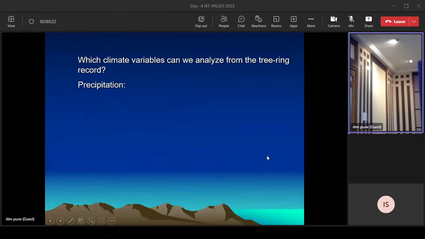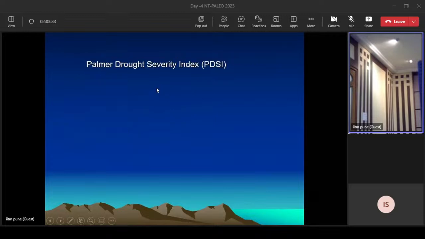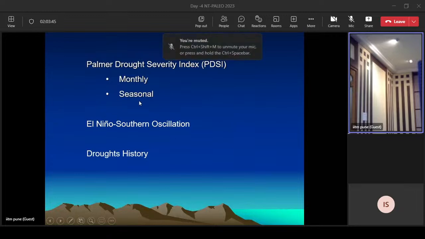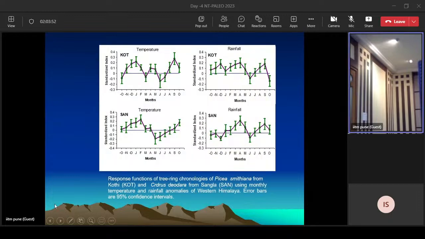Which climate variables can be analyzed from tree rings? Precipitation, monthly or seasonal; temperature, monthly or seasonal; then the drought severity index, El Nino Southern Oscillation, and drought history. Such information we get for a period of about 1,000 years.